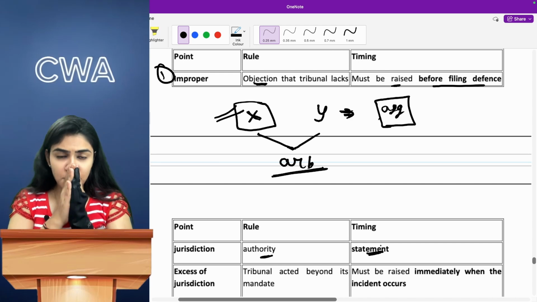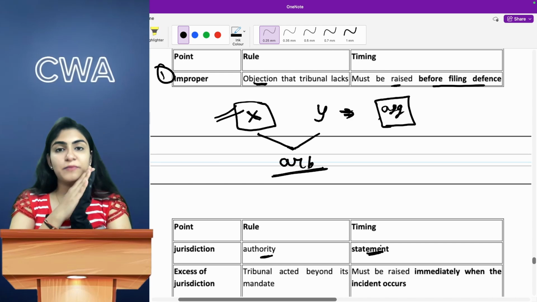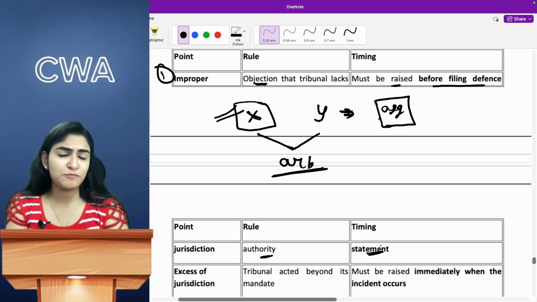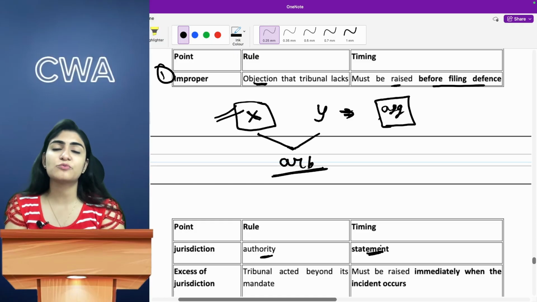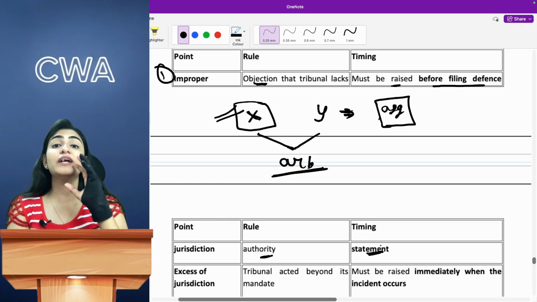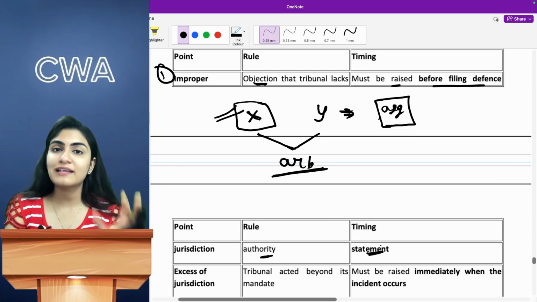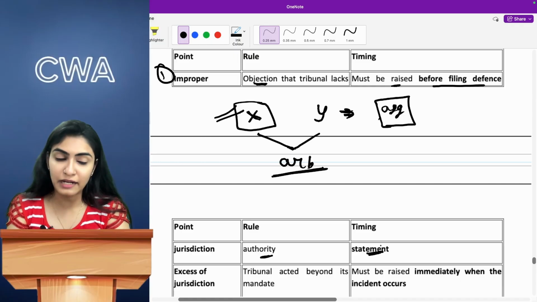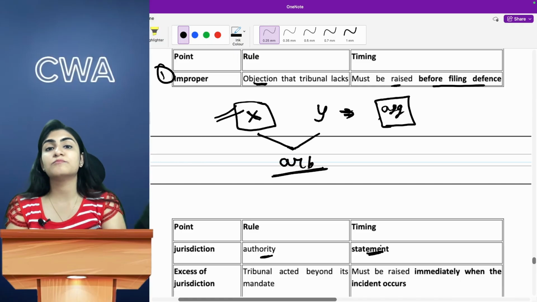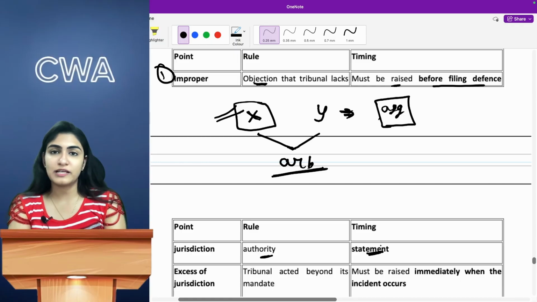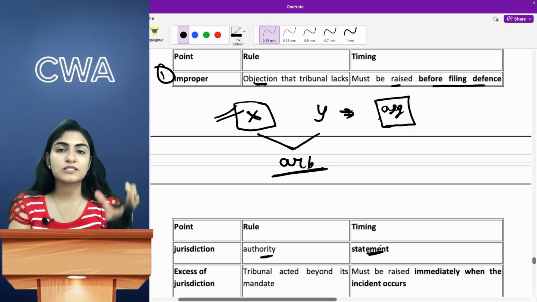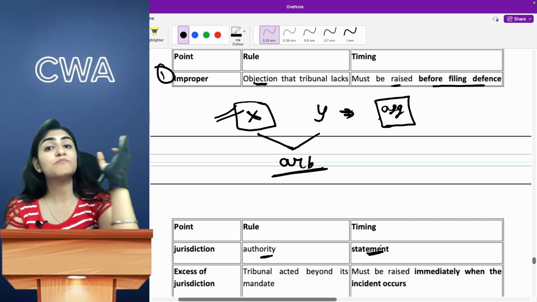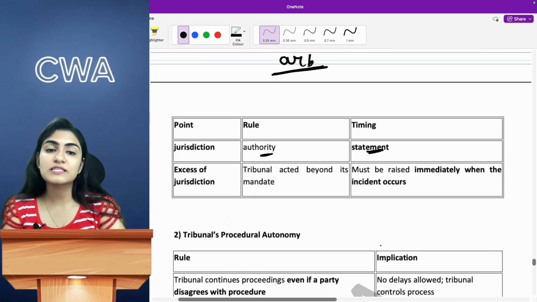Meaning, Mr. Y has filed the statement that this is what has happened with me. All the arbitrators have been appointed, and Mr. Y is saying that this is my defense statement. Up till that time, X is given time. But if Mr. X also files his defense statement, Mr. X can no longer raise an objection. So if Mr. X is not okay with it, he can raise an objection at any point of time before filing the defense statement.